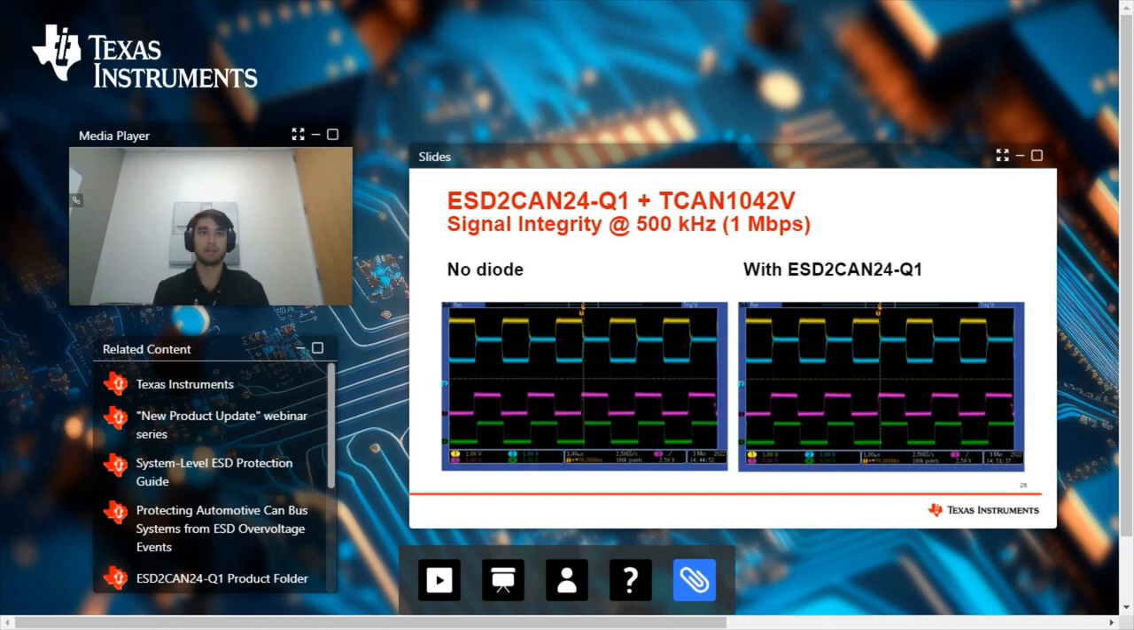And here you can see an oscilloscope shot of CAN H, CAN L line communication with and without an ESD diode. And this is going to be for high-speed CAN with a data rate of 1 megabit per second. And as you can see, the waveform with ESD2CAN shows very minimal attenuation with the diode on there, so there's no concerns with signal integrity.